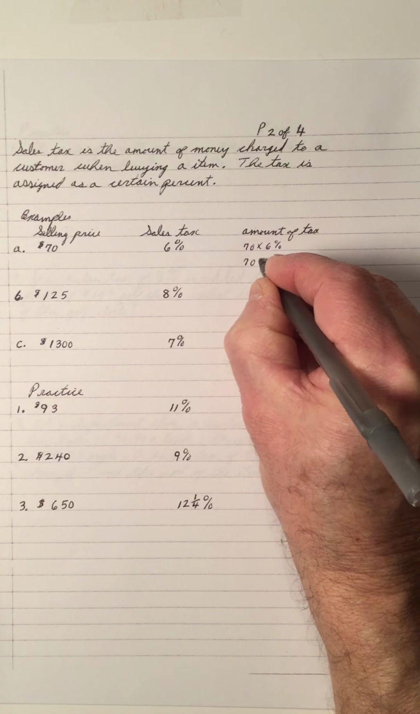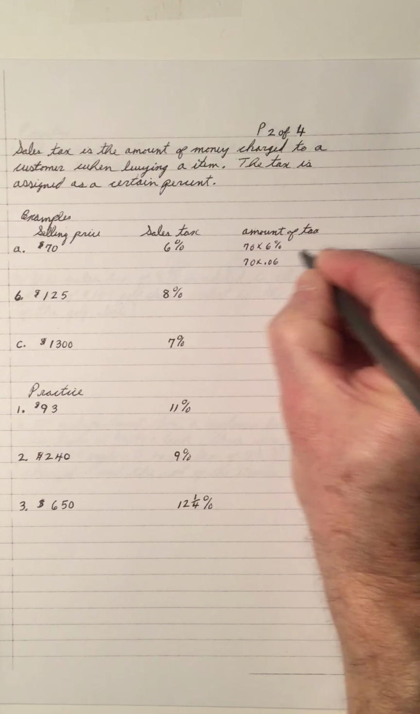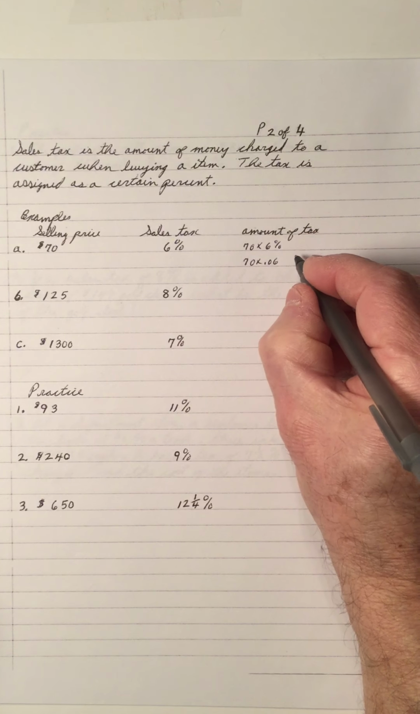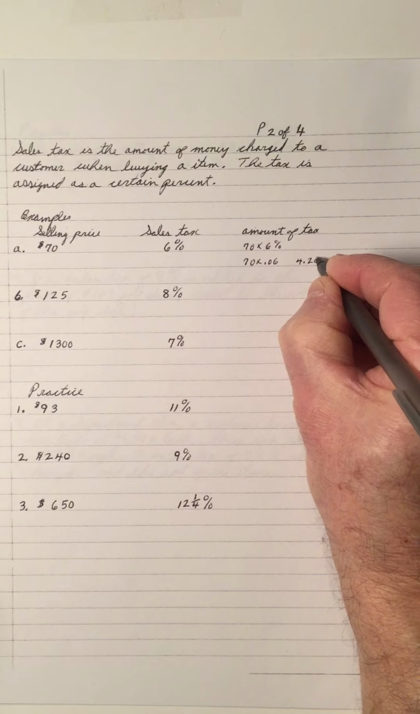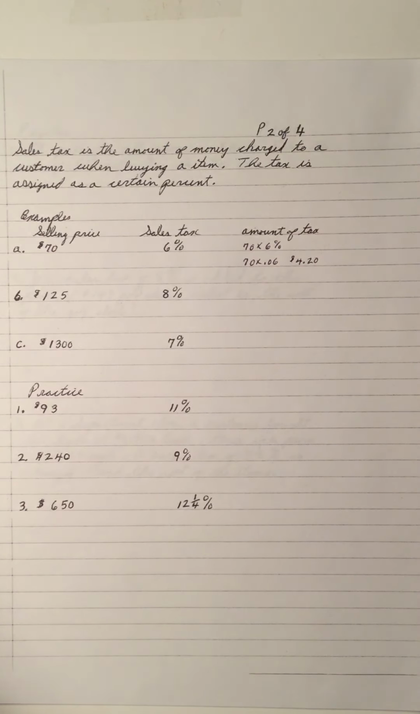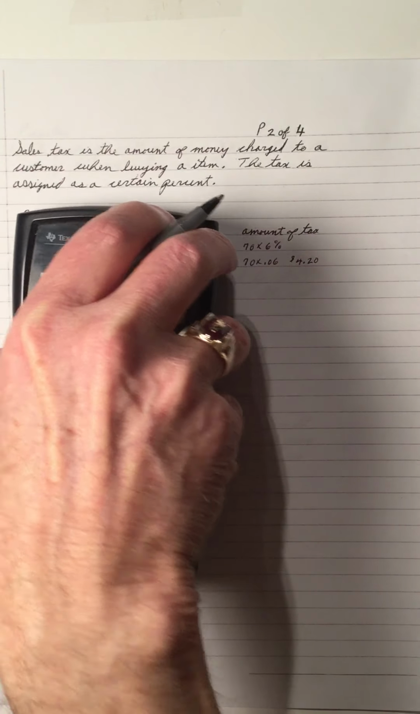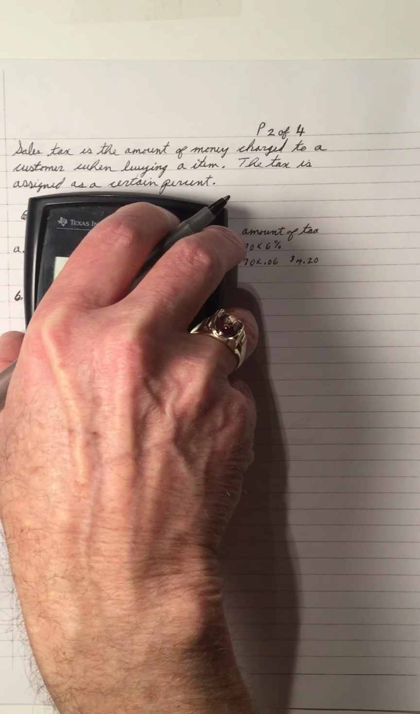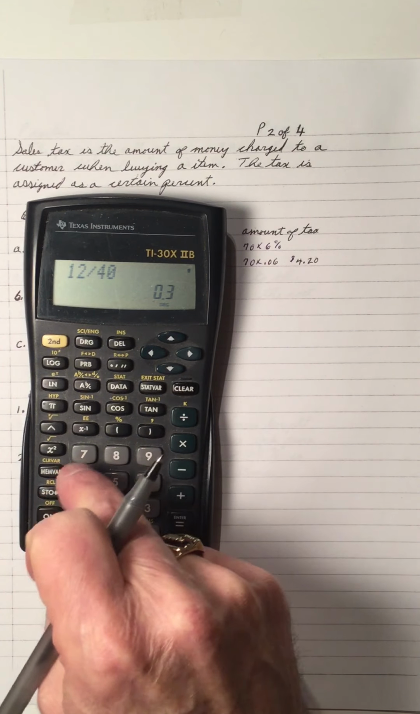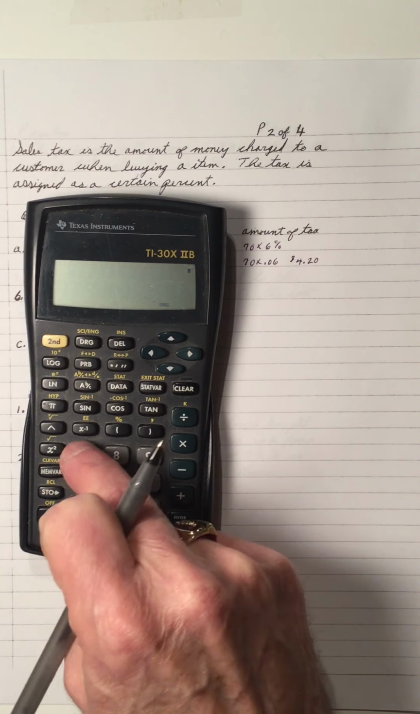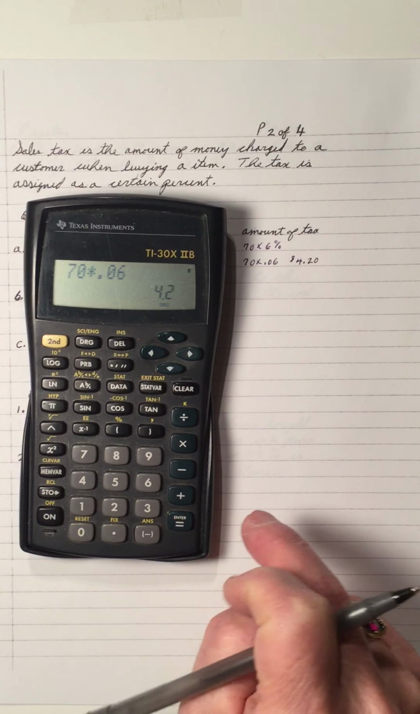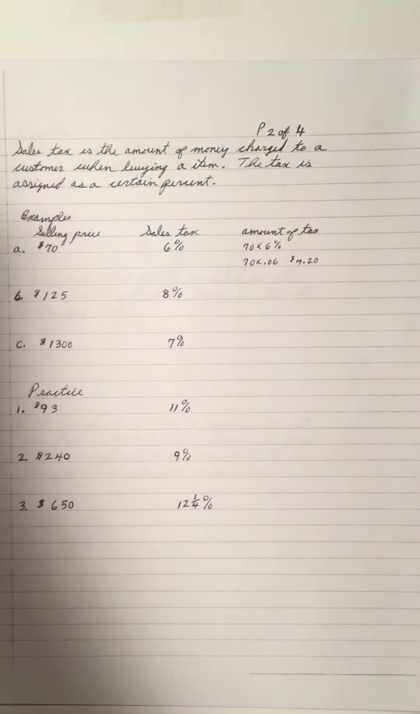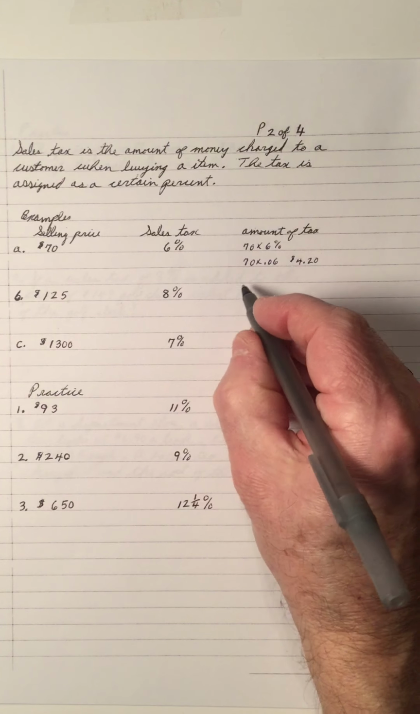So 70 times decimal 0.06, and when you multiply that out, you should get $4.20. Let's just check that multiplication now. 70 times decimal 0.06, just to make sure, and you get 4.2, so $4.20.